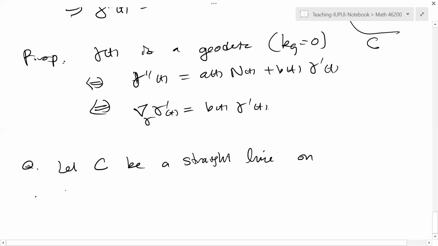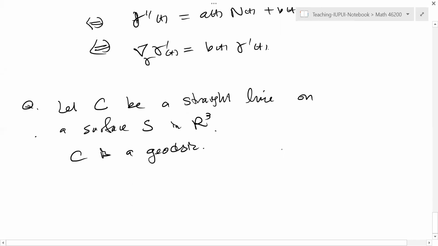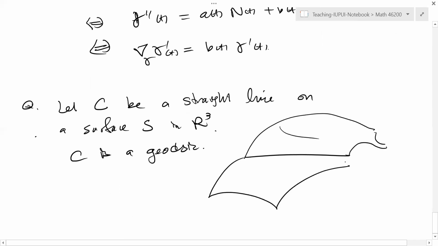So if we have a surface S in R3, then a curve C on it is a geodesic if there is a straight line on the surface. If you see a straight line here on the surface, it's harder to draw, yeah, this must be a geodesic.